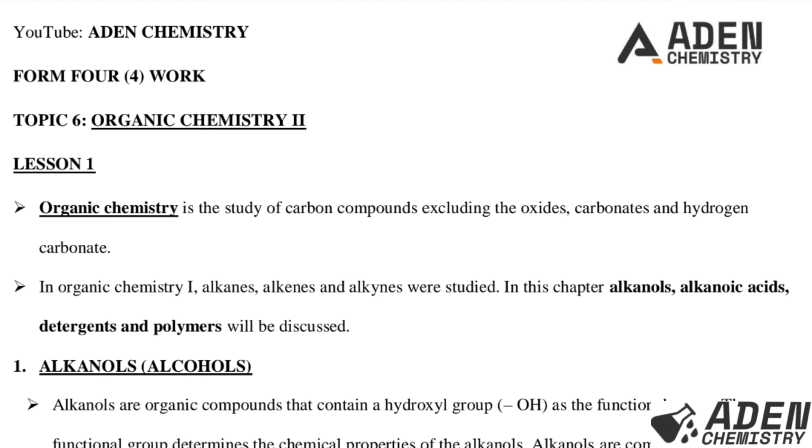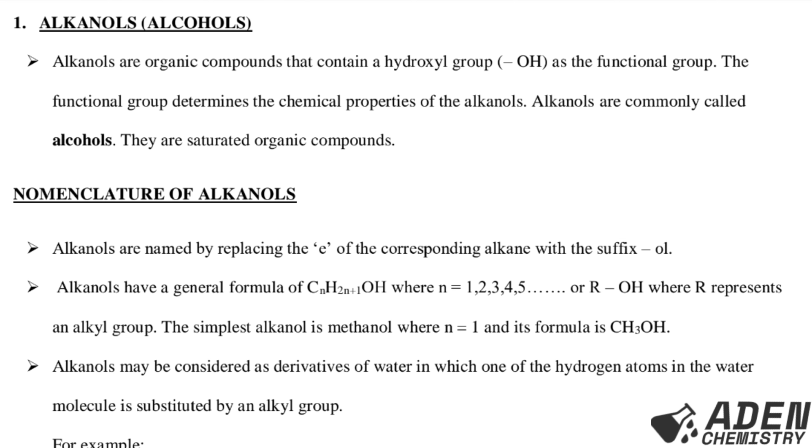So to start with the introduction of organic chemistry, what is organic chemistry? Organic chemistry is the study of carbon compounds excluding the oxides, carbonates, and hydrogen carbonates. Next, in organic chemistry 1, alkenes and alkynes were studied. So in this chapter, organic chemistry 2, alkanols, alkanoic acid, detergents, and polymers will be discussed in detail. We are going to start with the first one, that is alkanols.